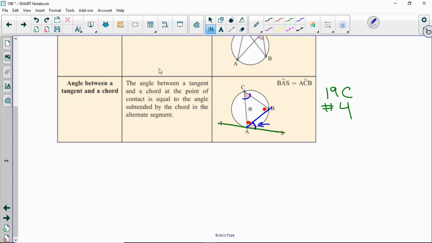Similarly, in the same picture, actually, we could say that we've got an angle here in between a tangent and a chord. That angle needs to be congruent to this one.